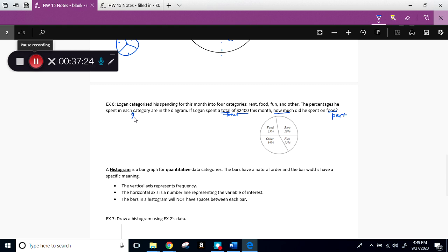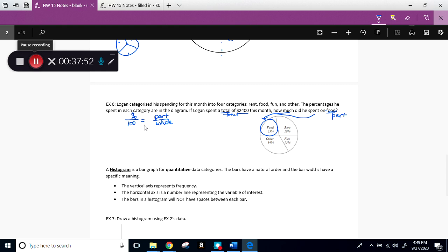So if we have percent over 100 equals part over whole, does it say anything about percentages? Oh, it says the percentages he spent could be found in each category on the diagram. We only need to look at the food part of it though. How much did he spend on food? That's how we know to look at that one.